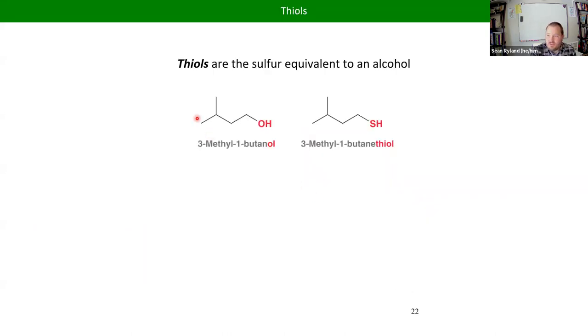And we'll pick up with thiols. And as you might expect, a thioether is an ether with a sulfur instead of an oxygen. A thiol is an alcohol with a sulfur instead of an oxygen. So we will pick up with those, which will finish out chapter 13, I believe, on Tuesday.